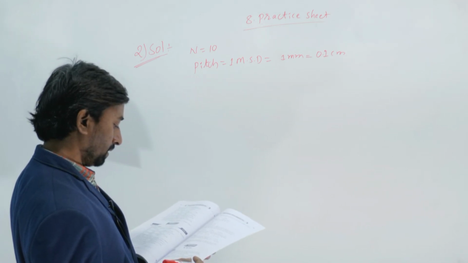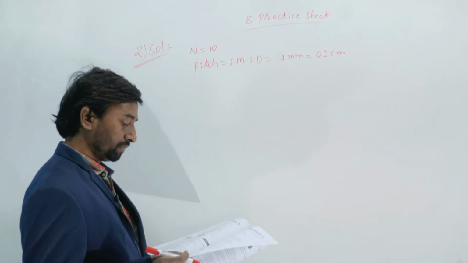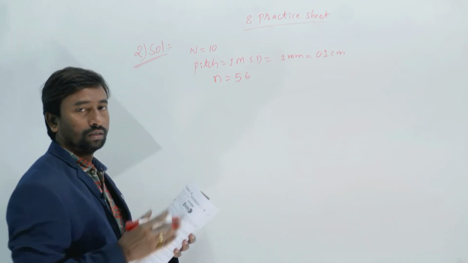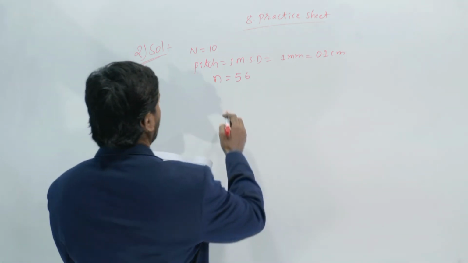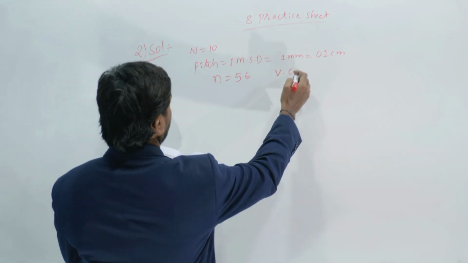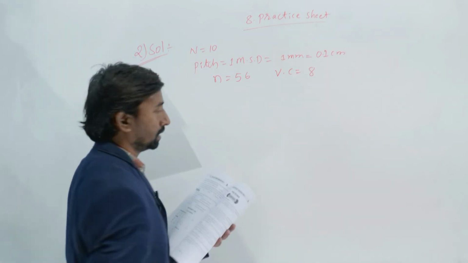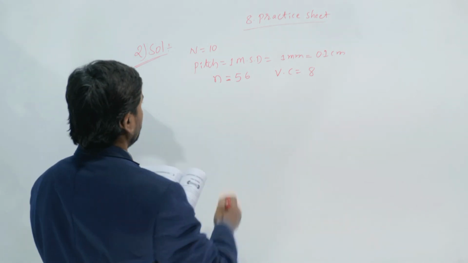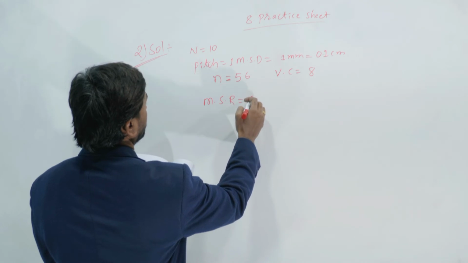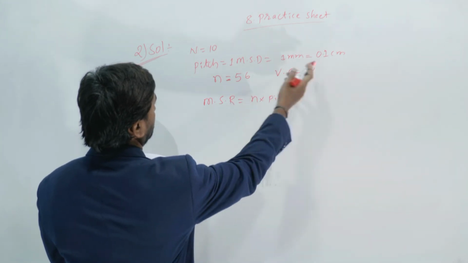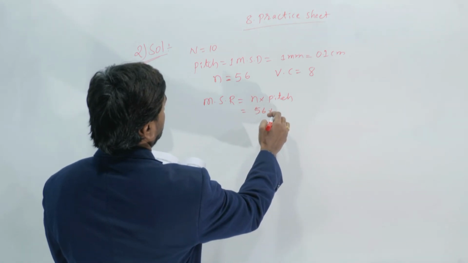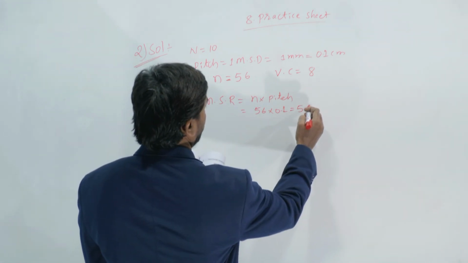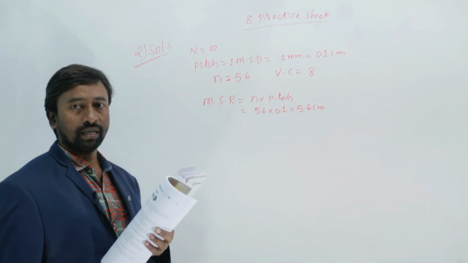Now the number of divisions on the left hand of the 0 of the Vernier scale on the main scale is 56. Here they have given the VC, the Vernier coincidence, that is the 8th division. Then we get the MSR value. MSR is equal to N into pitch. The pitch value is 0.1 centimeters. So 56 into 0.1 centimeters gives 5.6 centimeters. So the MSR value will be 5.6 centimeters.